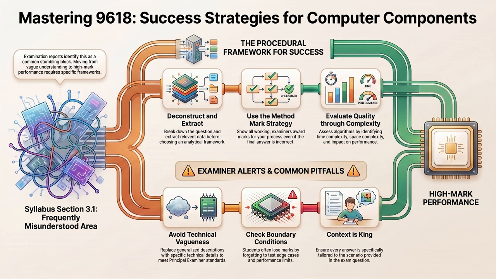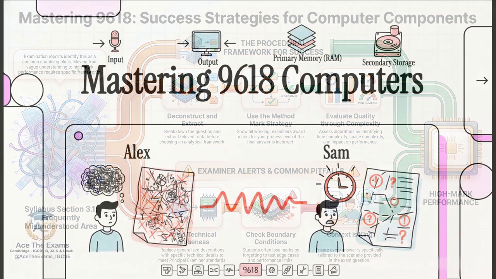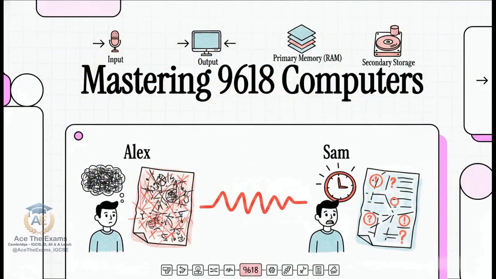Welcome back, focused learners. Today we are treating your Cambridge computer science exam like a high-stakes game. And to beat the game, you need to understand the rules. We're opening up the Ultimate Examiner's Playbook, specifically targeting Syllabus 9618, Topic 3.1, Computers and Their Components. We're talking about the critical infrastructure here, guys: input, output, primary memory, and secondary storage.